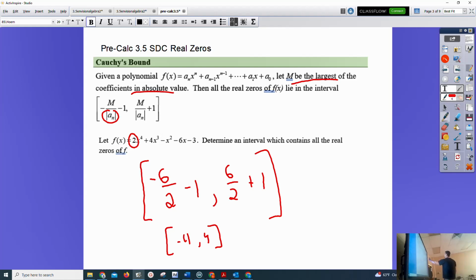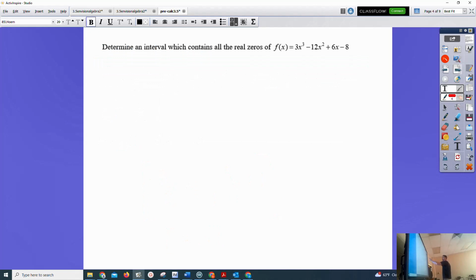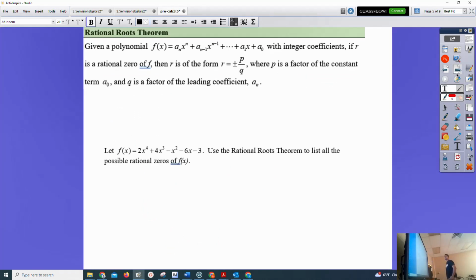So let's jump ahead and talk about the rational roots theorem. I think we talked about it recently in this class, where you find the possible list of zeros. How long ago was that? Like 2 days, 2 or 3. 1 to 2 days ago. But here's one that's worth doing. Use the rational roots theorem to list all the possible rational zeros of f of x.